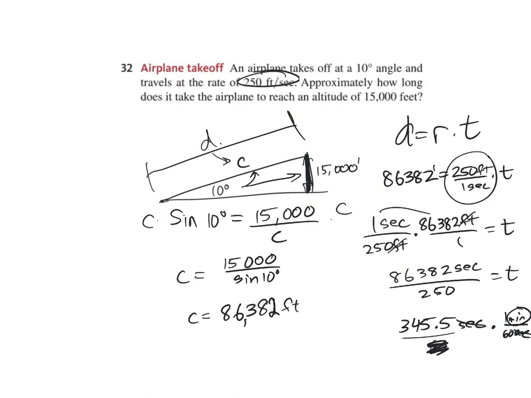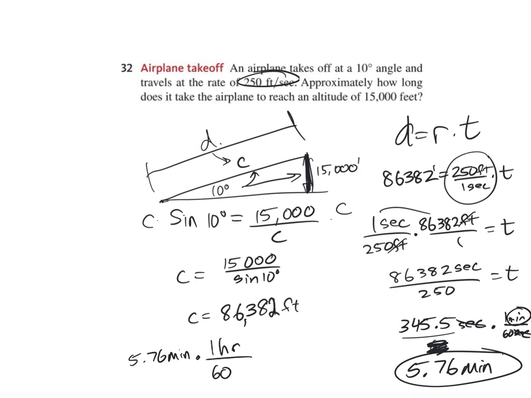So 345.5 times 1 divided by 60. Just take that answer, divide by 60, and you get 5.76 minutes. And that's your answer in minutes. Just to help you out, what is that in hours? So 5.76 minutes, if we want to change that to hours, we multiply by 1 hour over 60 minutes. We put the minutes on the bottom so that they reduce out. If we divide that number by 60, this is how much of an hour it takes to go.